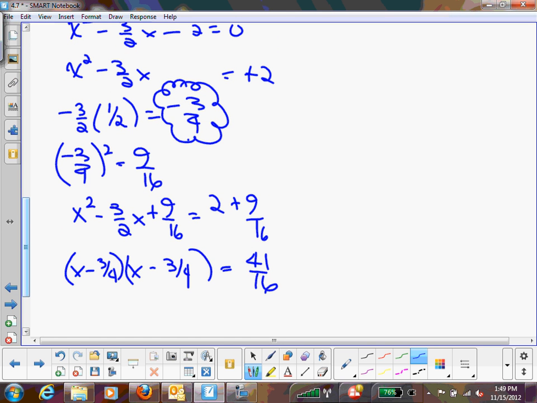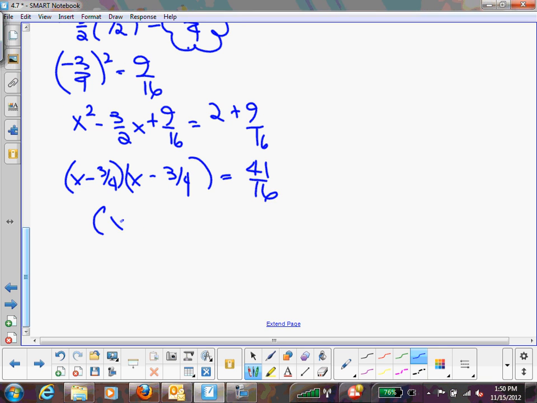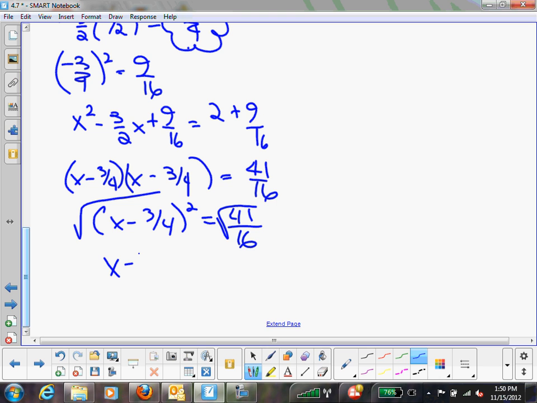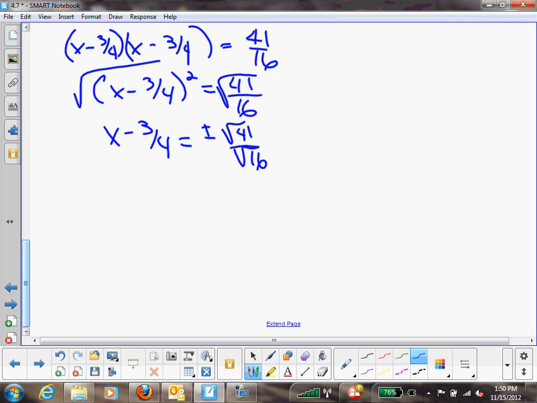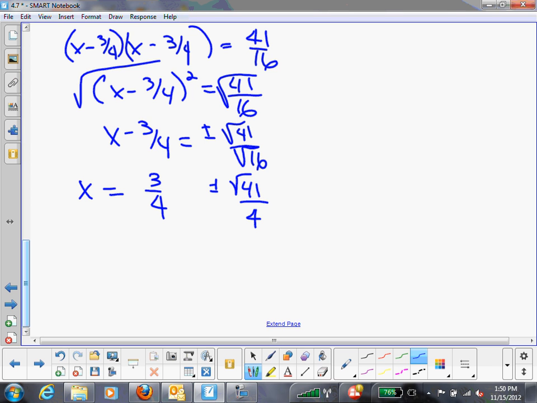Sarah? Because we've created a perfect square. All right, so that's x minus 3/4 squared equals 41/16. Take the square root, right? X minus 3/4 equals plus and minus square root of 41 over square root of 16. Remember, square roots are not allowed in the denominator. So plus and minus square root of 41 over 4, and x then is equal to positive 3/4 because I move it to the right, yes? Plus and minus square root of 41/4.